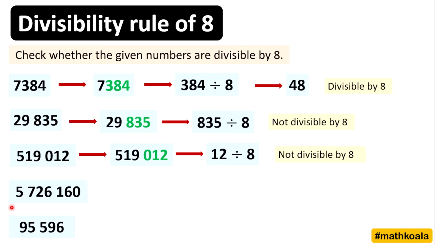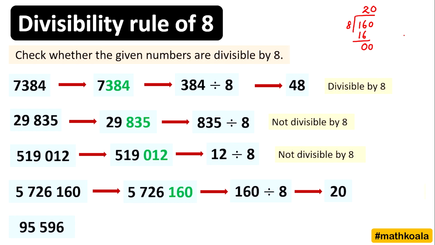Next number is 5,726,160. Last three digits of the number is 160. If you know 160 is divisible by 8 without a remainder, you can stop here and write the conclusion. If not, you have to divide 160 by 8. 8 times 2 is 16. 16 minus 16 is 0. So, 160 is divisible by 8. Therefore, 5,726,160 is divisible by 8 without a remainder.